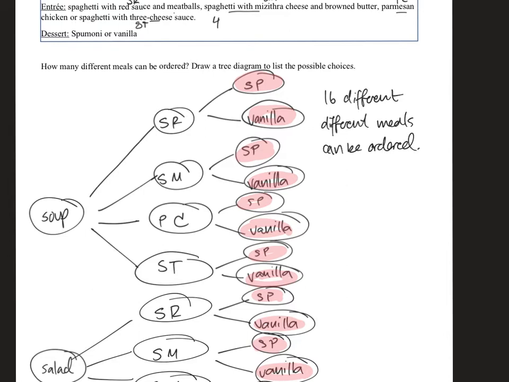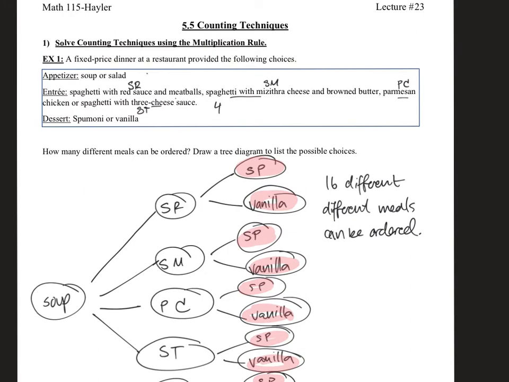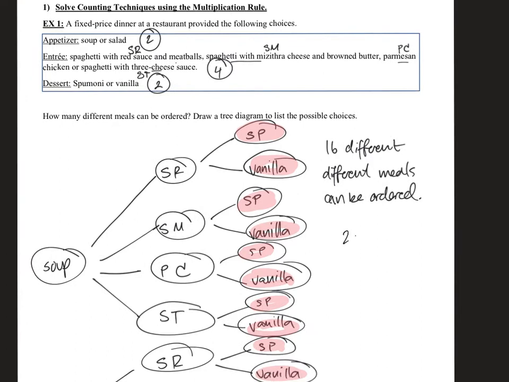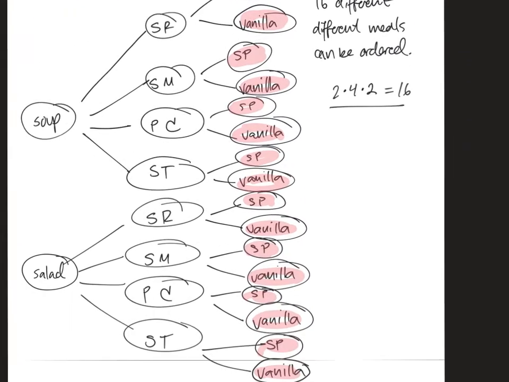Another way we could have done this is to just go ahead and multiply the number of options to each other. So we had 2 for the appetizer, 4 for the entree, and 2 for the dessert, which would be 2 times 4 times 2, which would end up equaling 16. So the tree diagram, or just multiply the different options together.